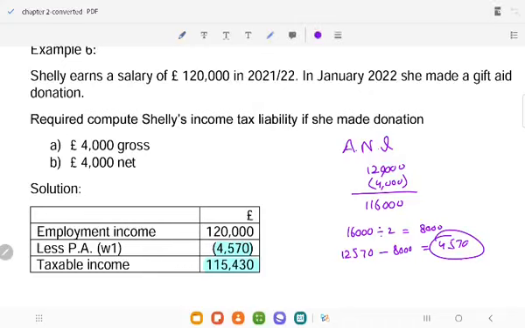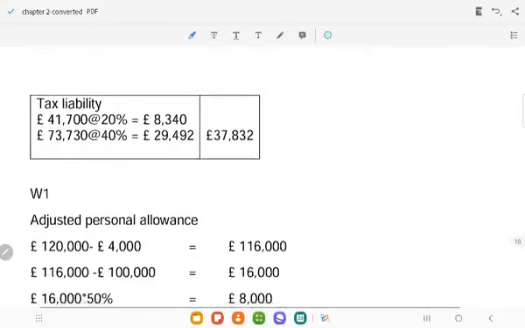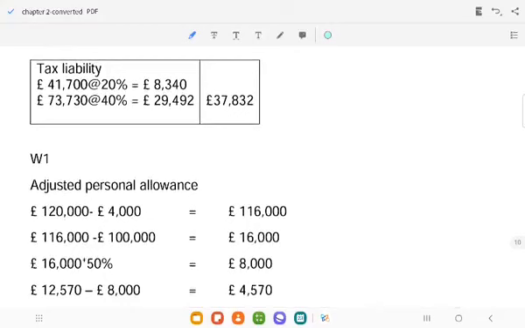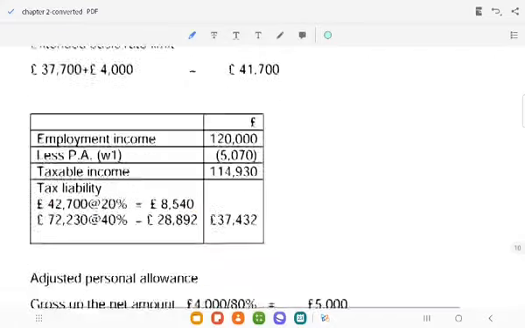The second implication is that your basic rate band would be extended by the gross Gift Aid donation. It means now your income up to 41,700 will be taxed at 20%, right? This is the implication of this particular donation. 41,700 of your income will be taxed at 20% and the remaining will be taxed at 40%.